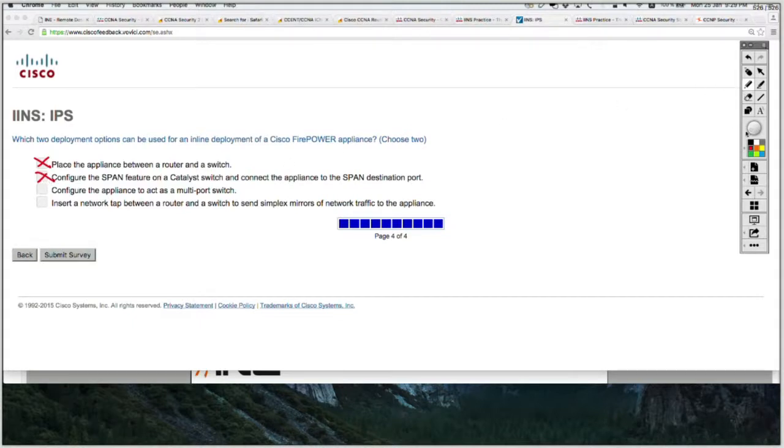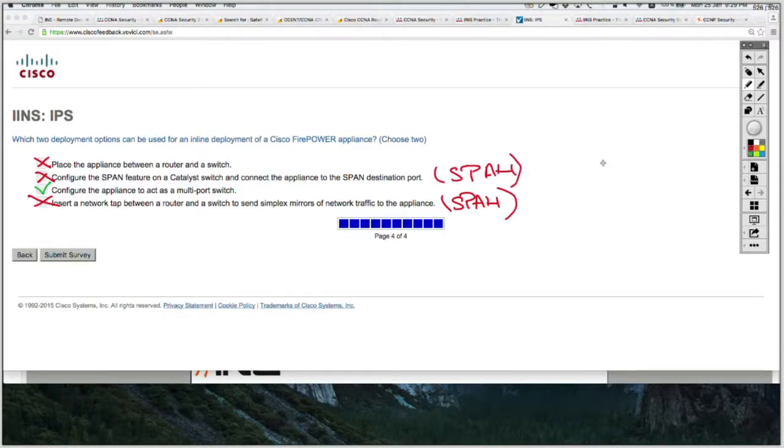There are the remaining two, but let's verify that. So configure the appliance to act as a multi-port switch, correct. That's inline mode with multiple interfaces. Insert a network tap between a router and a switch to send simplex mirrors of network traffic to the appliance. This is again not inline, this is promiscuous. So insert a network tap between a router and a switch, which again is span, or mirroring, which is promiscuous mode. This is also span.